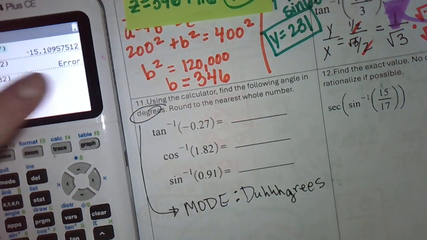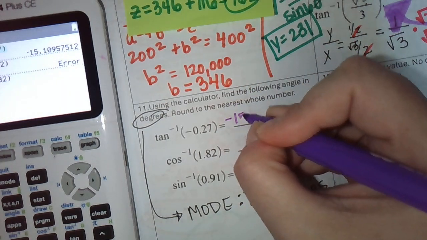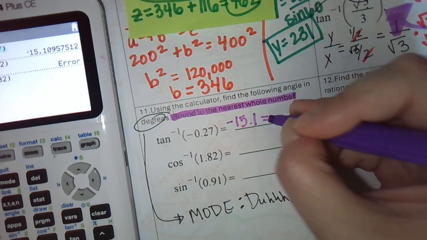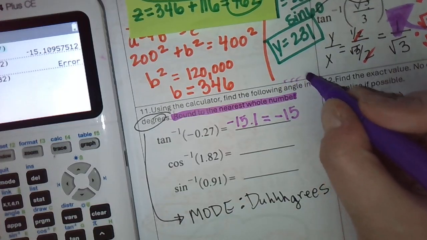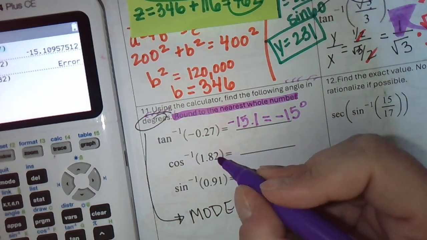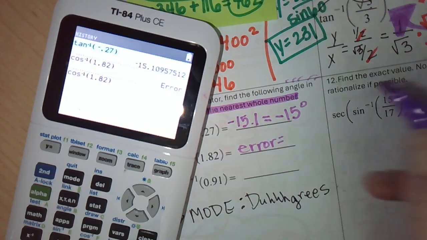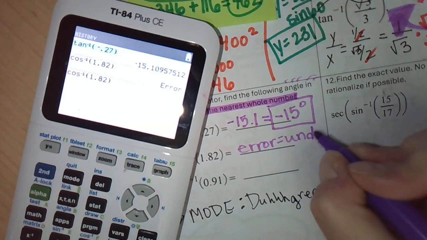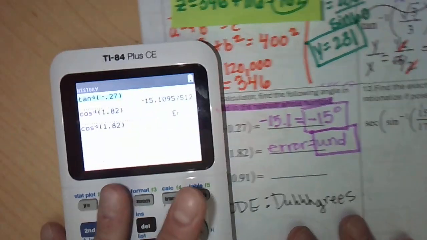Okay. For that tangent, we get negative 15.1. But in the directions, I was easy, and I said just round to a whole number. Okay, negative 15. And this is the angle in degrees. So put a degree up there. Okay, then when I do cosine, I kept getting error. That technically means undefined. Or if you want to write not possible. Or if you just put error, I'm good to go. Okay, now let's do sine inverse.